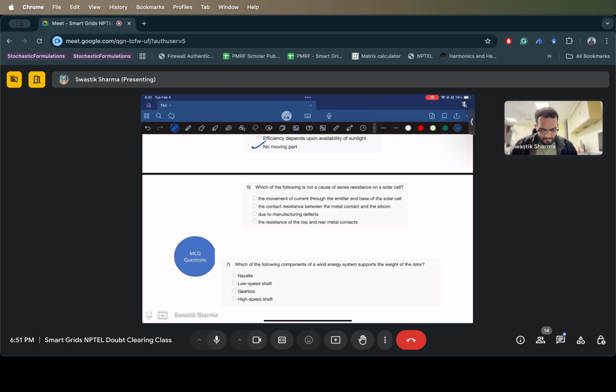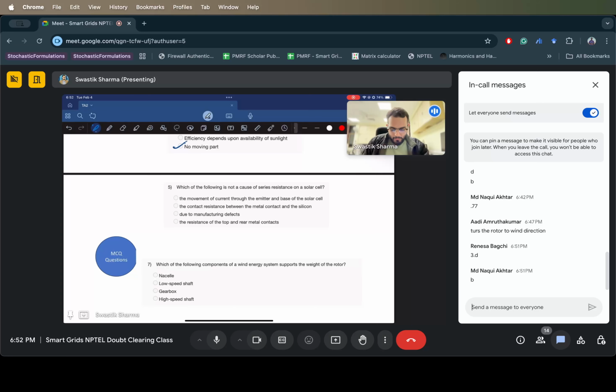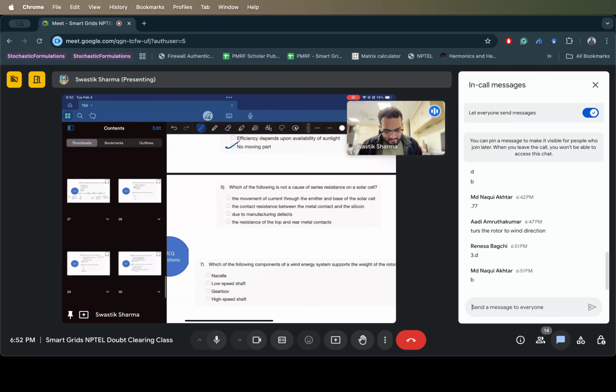Akhtar says B. Okay, the resistance that creeps in due to the contact between metal and silicon, do you think it causes the current to become less, or does it cause the voltage to become less? Think about it. So the correct answer is C, due to manufacturing defects.